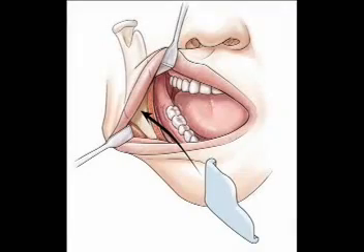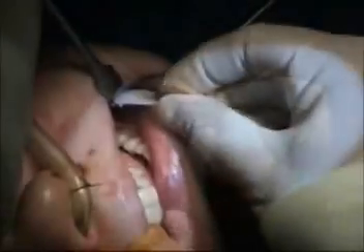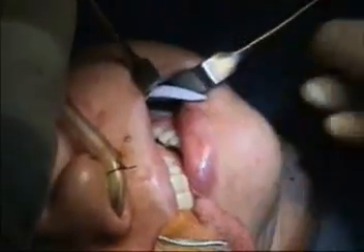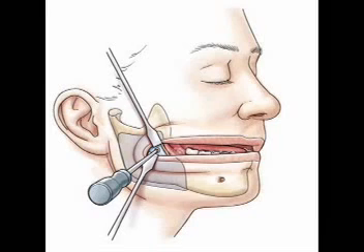The Medpore porous polyethylene implant is placed through the wide subperiosteal exposure created. The implant is subsequently fixed with titanium screws. The titanium screws immobilize the implant to prevent movement in the postoperative period.